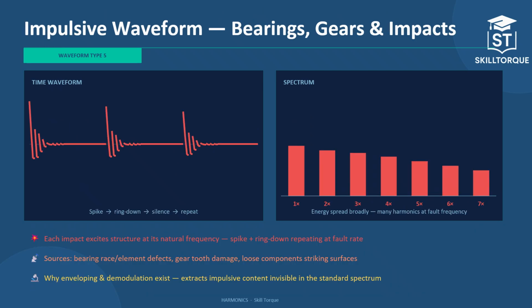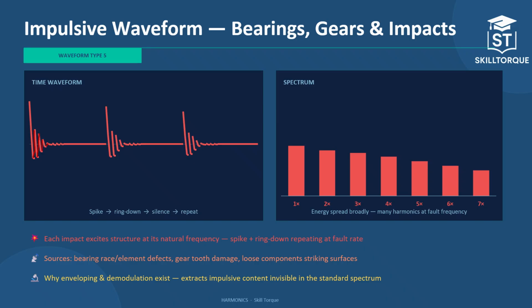And what is the last one? The last one is the impulse. What is this impulse waveform? Any kind of very sharp spikes, where each hit is followed by a rapid ring down as the structure briefly resonates. Once the structure resonates, then silence, then resonate, then silence. So one peak, another peak, or you can say one spike followed by another spike.